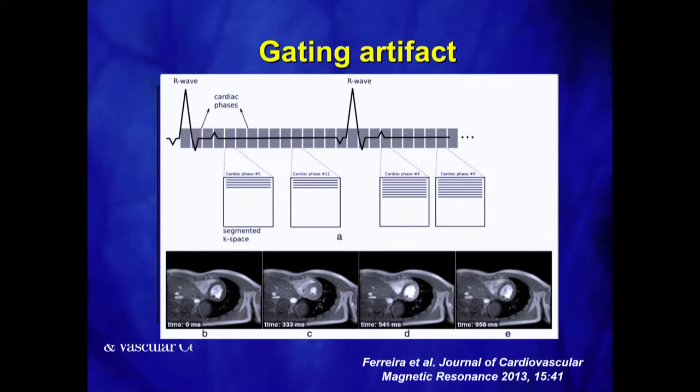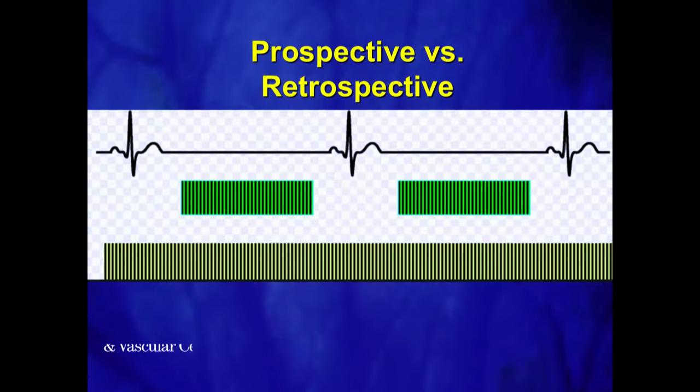So these images are acquired retrospectively over multiple cardiac cycles. This is in contrast to what we call a prospective gated acquisition, where we trigger over the R wave, and usually there's a trigger delay before we acquire the images. And then before the second R wave, we stop acquiring, and we acquire images typically during the window that we set at the scanner.